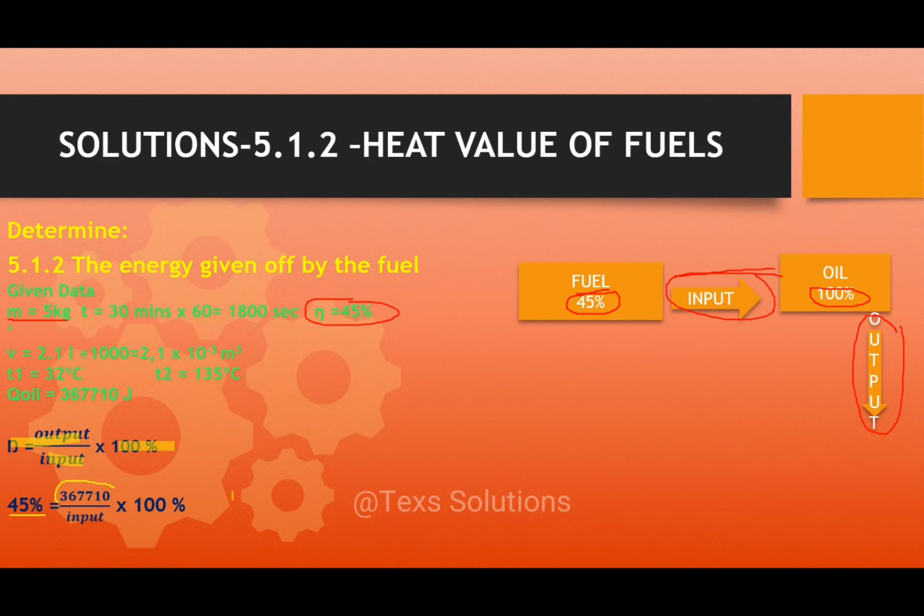We now know the amount of heat energy from the previous question that the oil burns or gives up is 367,710. We are dividing by inputs because the fuel is the input side, times 100%. The performance of a substance is measured by 100% in terms of efficiency. So now when I calculate, I have inputs is equal to 367,710 over 45% times 100%. When I do this correctly on the calculator, we now find that the amount of heat energy given off by the fuel is going to be 871,133.33 joules.